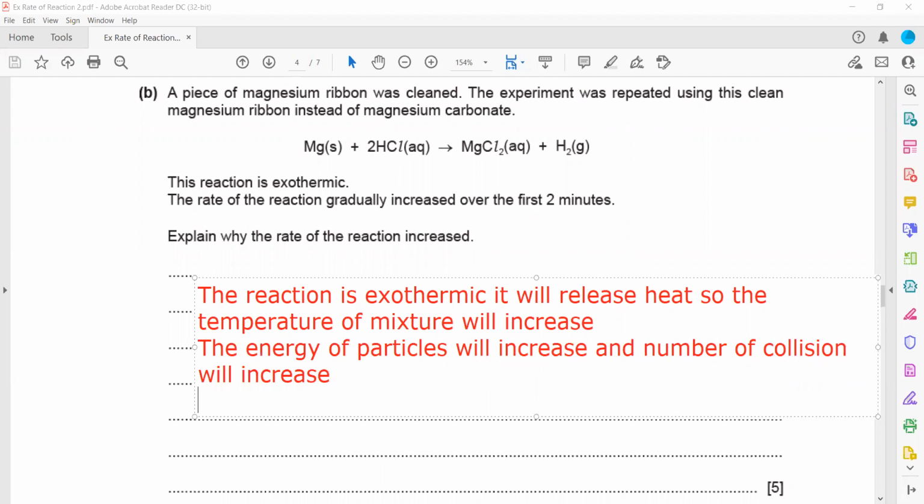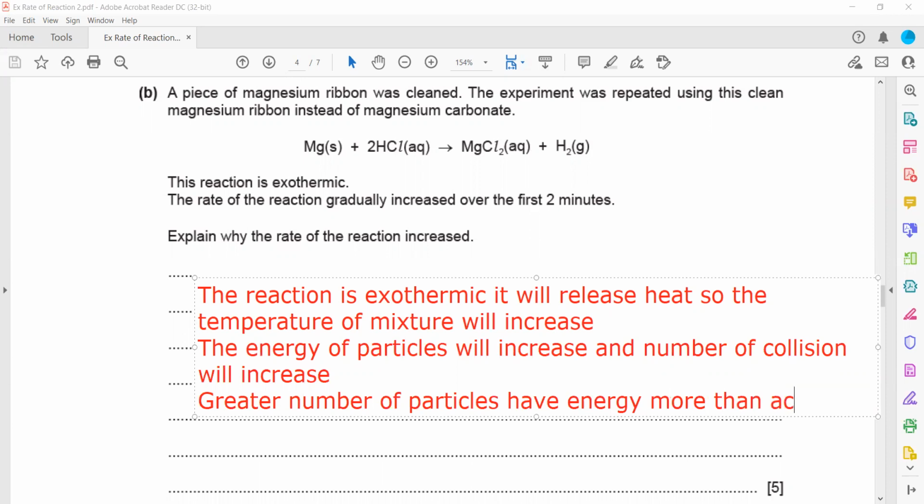And there will be a greater number of particles that have energy more than the activation energy. So a greater proportion, a greater number of the particles will have energy more than the activation energy.